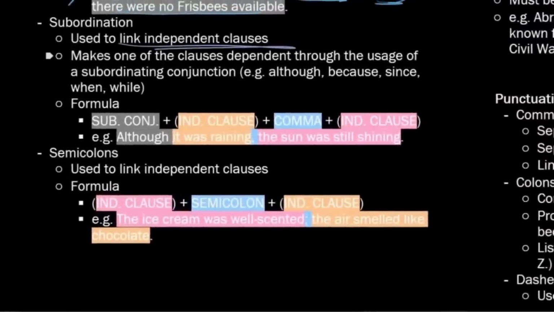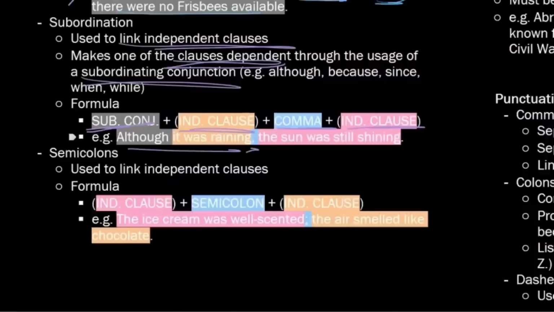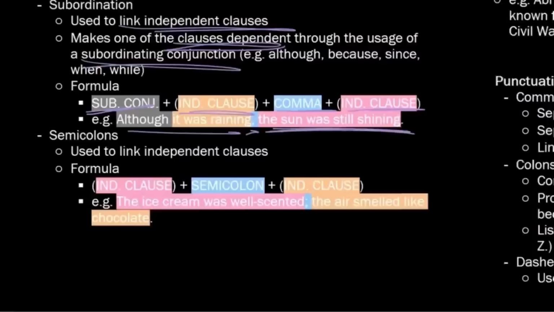Let's look at subordination. We're going to use it to link independent clauses again, but we're going to make a clause dependent by using a subordinating conjunction. So we have a subordinating conjunction, a clause, a comma, and an independent clause. "Although it was raining," think about it, on its own it doesn't really make sense because you need to say something else, although what, right? It doesn't make sense. Comma, "the sun was still shining," another independent clause.